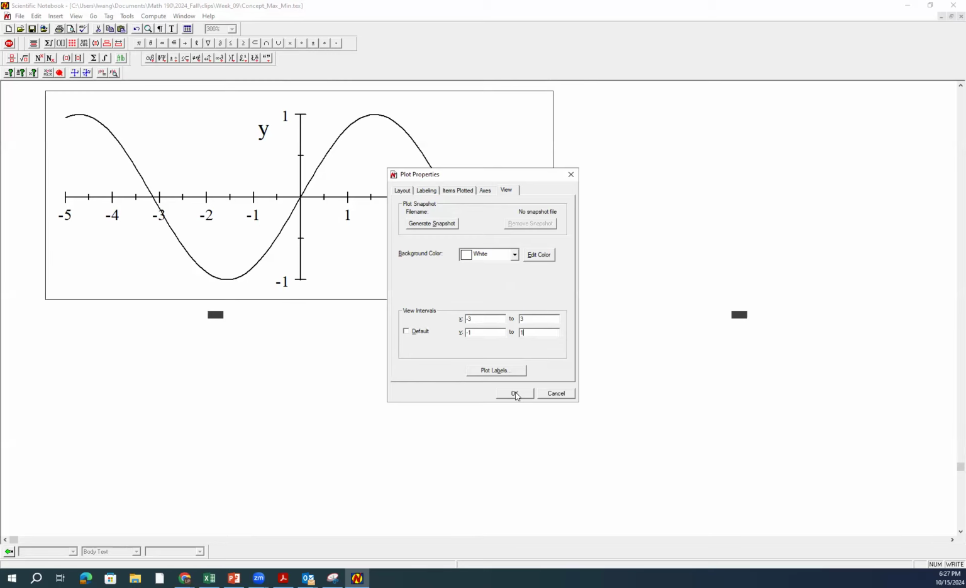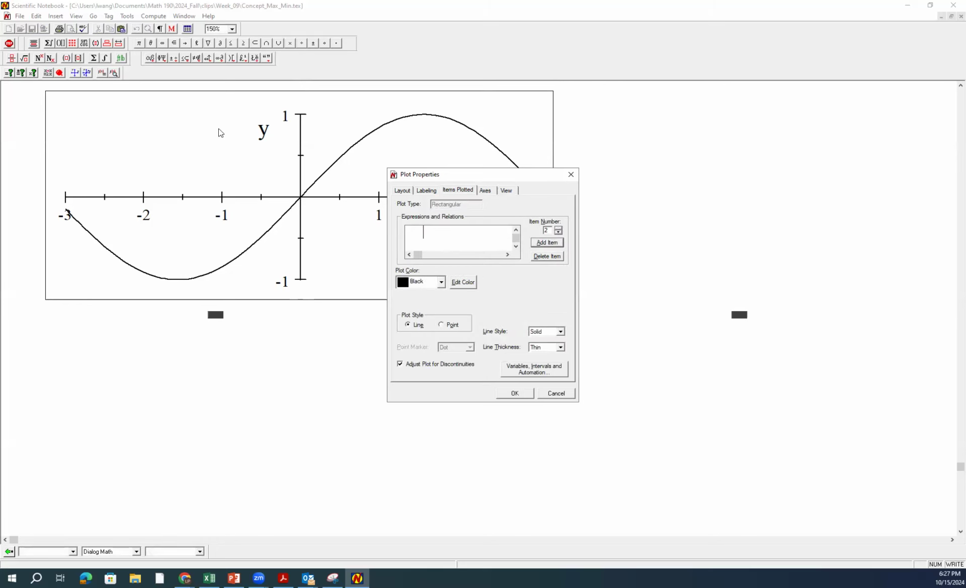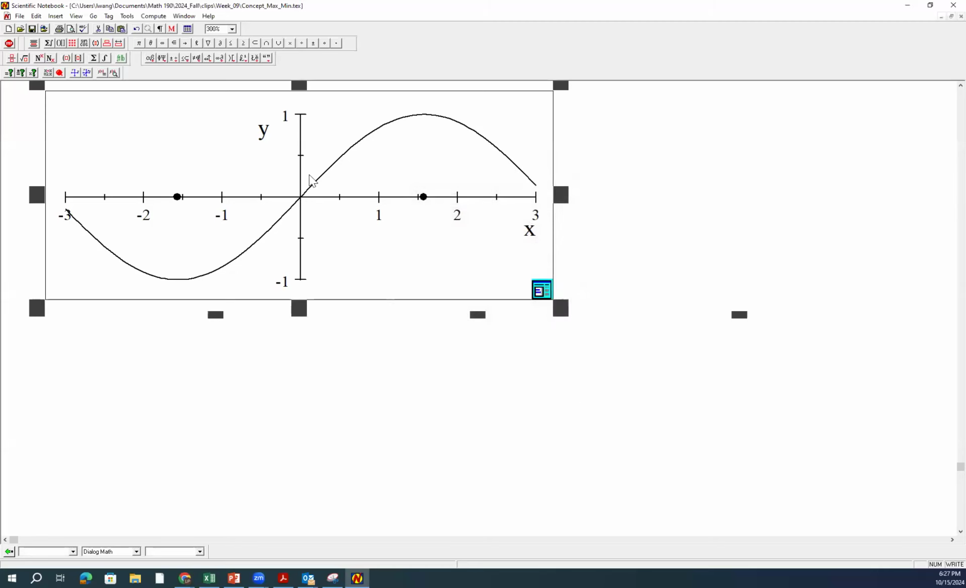One, positive 1. There we go. Just from negative pi over 2 to pi over 2. So I'm going to mark those points, right? So negative pi over 2, and that should be a dot. That should be a dot, okay? And another one, positive pi over 2, that should also be a dot. No circles, so that is the interval.